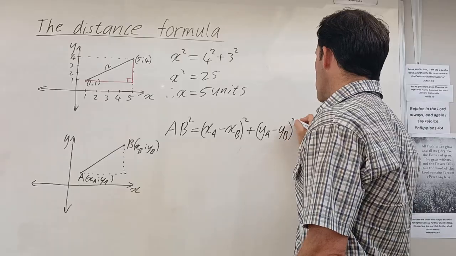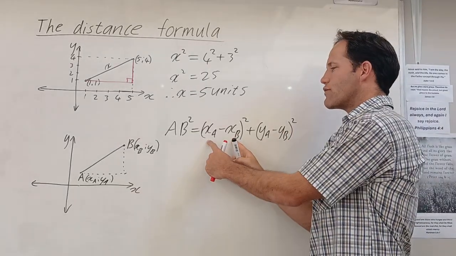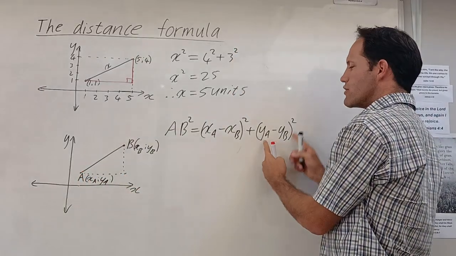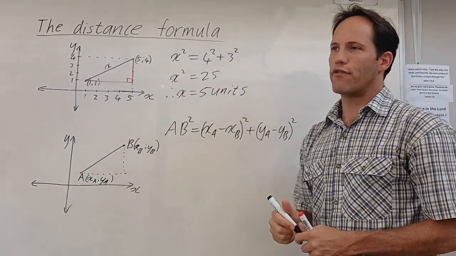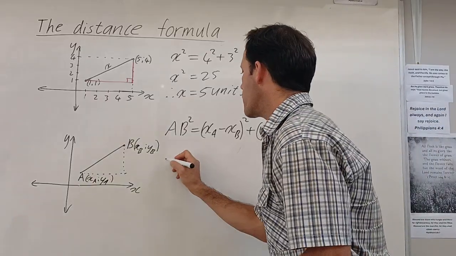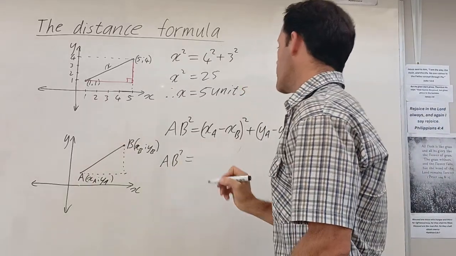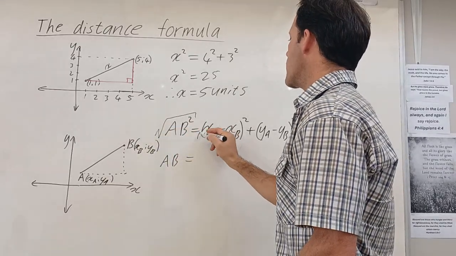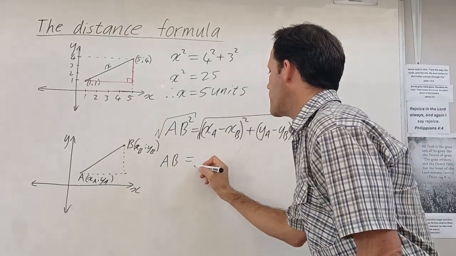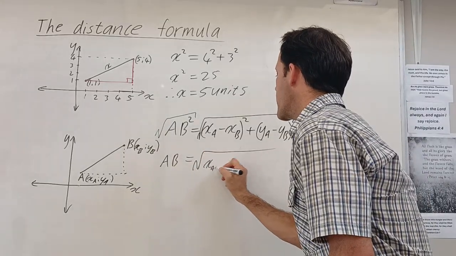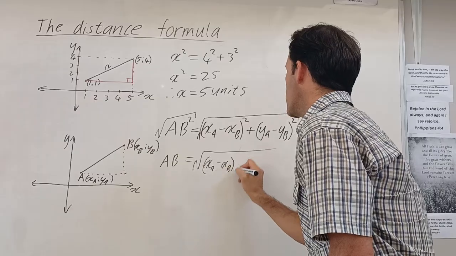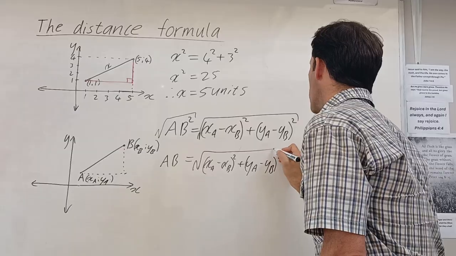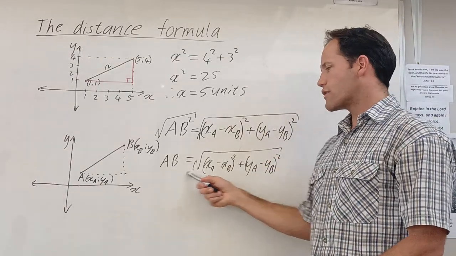squared. So all we're saying is we get the difference between the x values and we square it, and the difference between the y values and we square it, and then we basically have Pythagoras. We're using Pythagoras. So now we can say AB squared is that, and we can take the square root on both sides. Then AB will be the square root of (xA minus xB) squared plus (yA minus yB) squared. And that's it. This is called the distance formula.